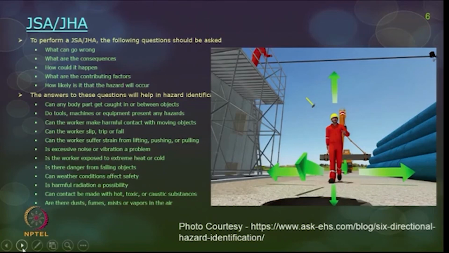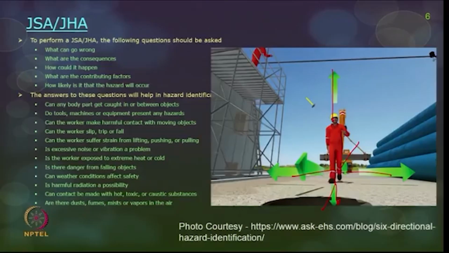Now, to perform a JSA or JHA, the following questions can be asked and you can get the answers. This is actually a photo taken from a website. You have to look at all the hazards from 6 directions: one from the top, one on the front, the back, then sideways, 2 sideways, and one on the ground, which is below your space. So you will have 6 directions to look through for any operation a worker is performing, and accordingly you may easily be able to identify all the hazards present in the construction operation.